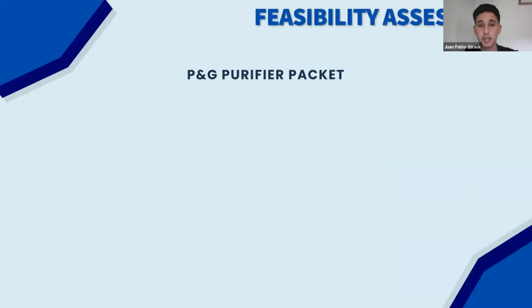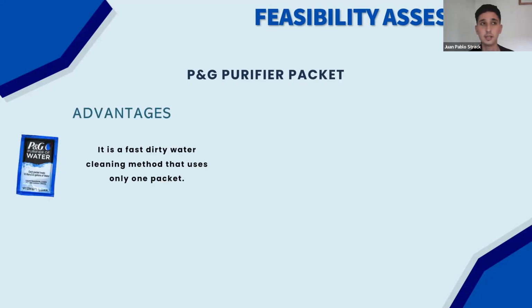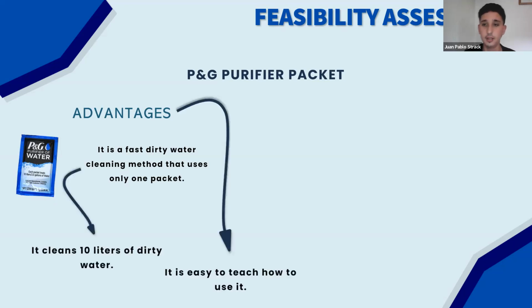And now we discuss the P&G Purifier Packets' advantages and disadvantages. The first advantage is that it is a fast way to obtain clean water from dirty water, and it cleans 10 liters with only one packet, and it is easy to teach how to use it. For example, students could use the system to clean water.